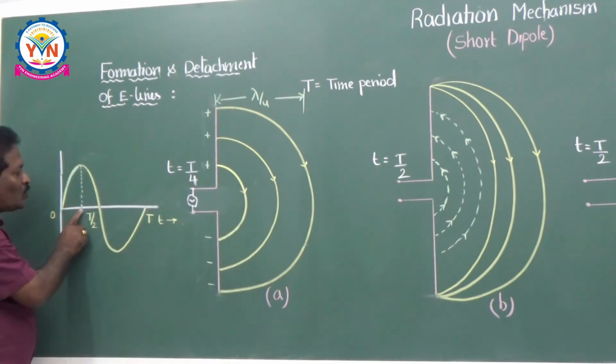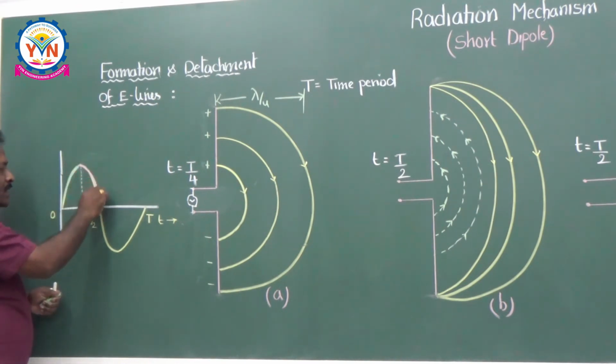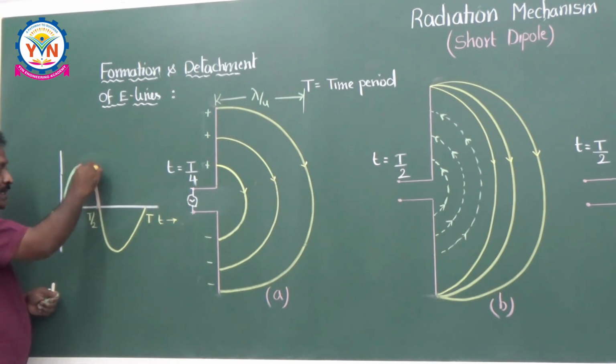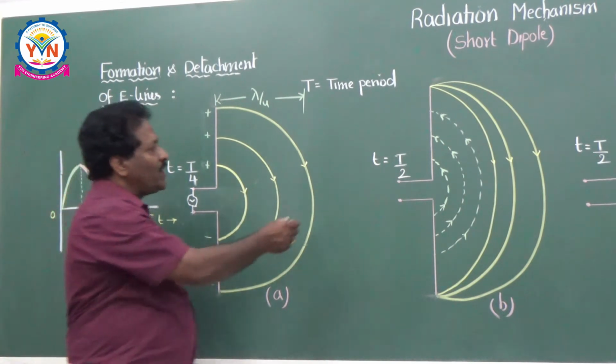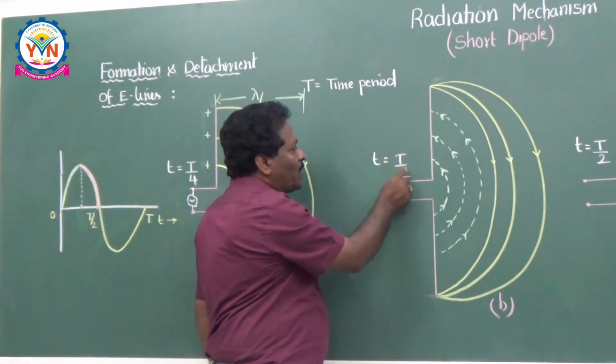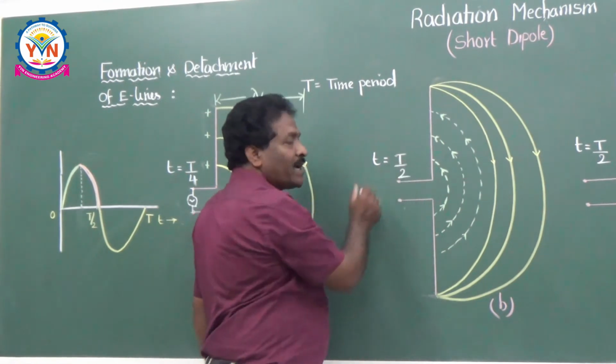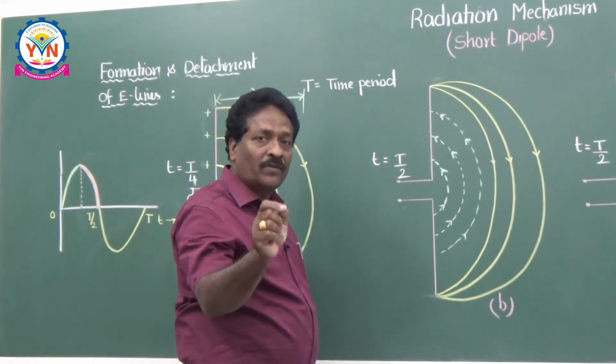From T by 4 to T by 2, that means during this portion, the charge is actually in the reverse direction. It is decreasing now. But already the disturbance is created from 0 to T by 4. That's why, if you see this figure at t equal to T by 2, what is T? Capital T, it is the time period of the input wave.